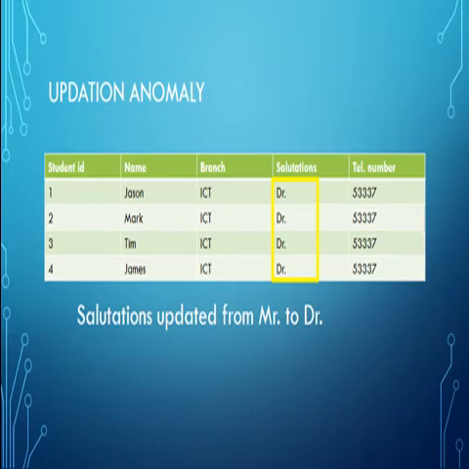And now we move on to updation anomaly. So let's say the salutation is updated with new salutations, and during the modification, even if a single row is missed out, it will lead to inconsistent data. Hence, data redundancy can also lead to data inconsistency. This results in updation anomaly.